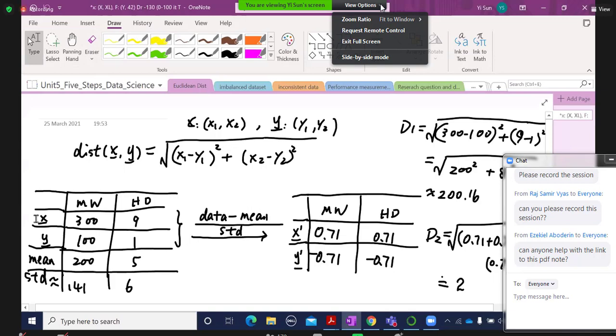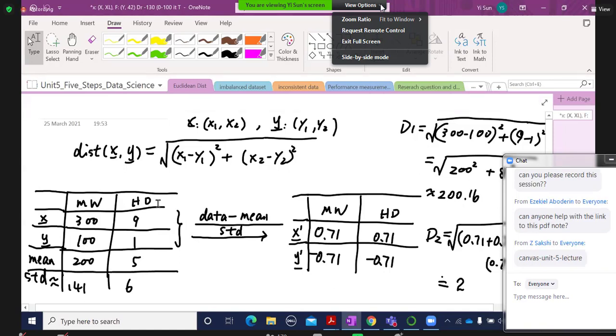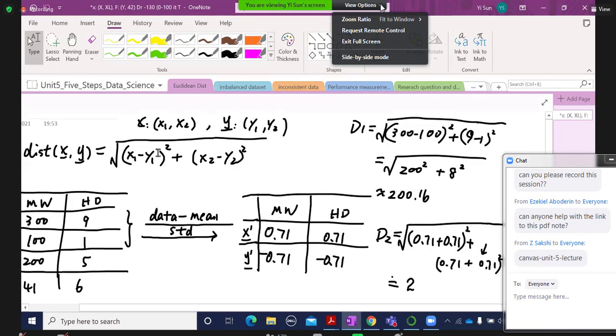Let's say, again, two chemical compounds. We have two features, molecular weight and the hydrogen bond number here. The first compound, we have values 309. The second one, we have 101. If we don't normalize them and use the original values, we calculate the distance between the two compounds using Euclidean distance. Euclidean distance is defined here.